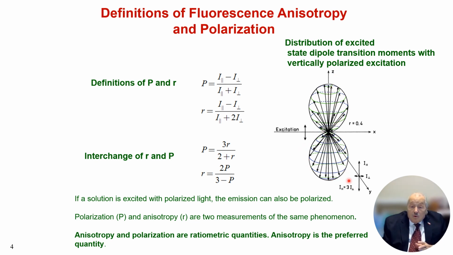The intensities along the axis and across the axis define the polarization, the difference over the sum, or the anisotropy, which is the difference of the parallel and perpendicular over the sum of parallel plus 2 times perpendicular. They can be interchanged with one another because there's no different information in the two, except that the formalism is much nicer in terms of anisotropy.